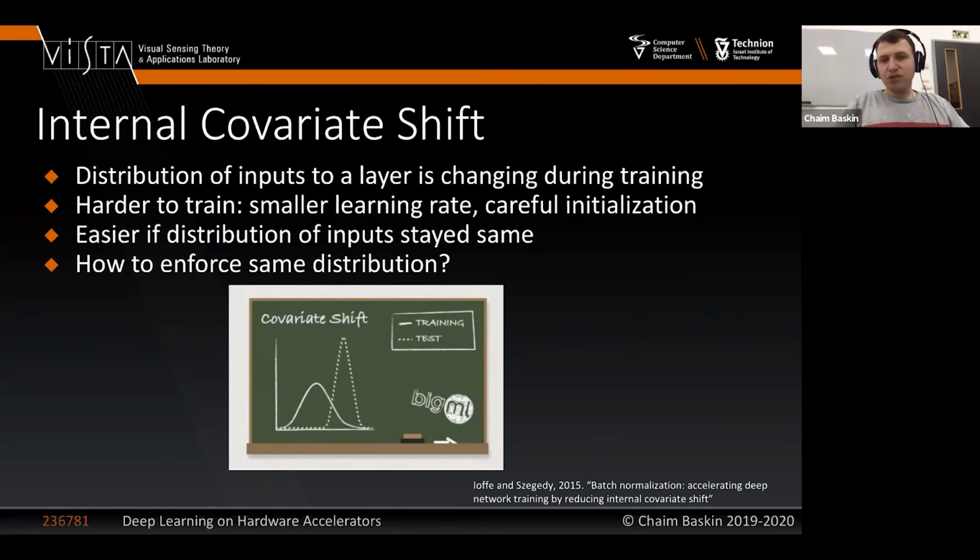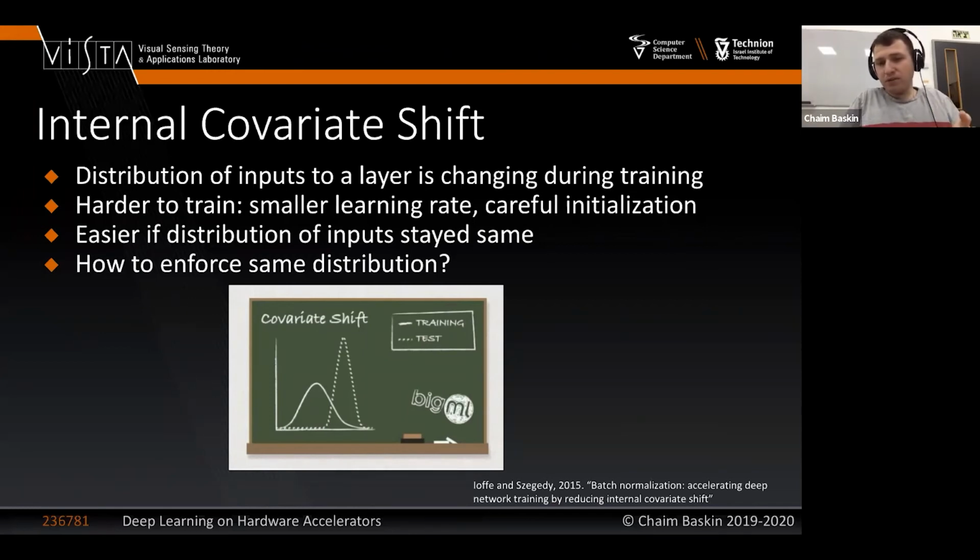It's harder to train: smaller learning rate, and careful initialization you should do there. Careful initialization means taking a lot of time tweaking the parameters. It's easier if the distribution of inputs stays the same. If I know that the distribution of the inputs of each layer will be the same, it's better to converge, better to train, and a more convenient way to optimize.